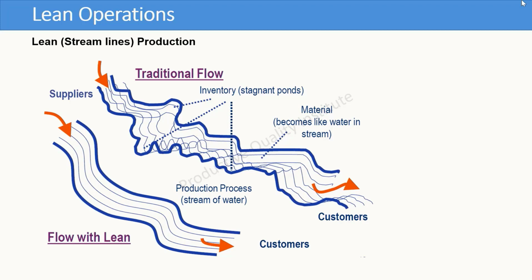This slide shows the streamlines of production, with lean and without lean. Please consider the material flow in the process as a stream of water. And by removing any obstacles like inventory, defects, WIP, and waiting time from the flow of the material, we get a smooth flow without waste.